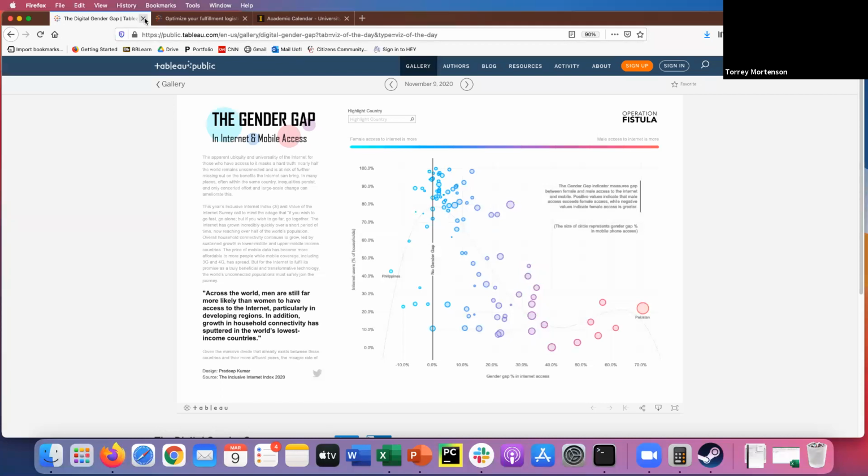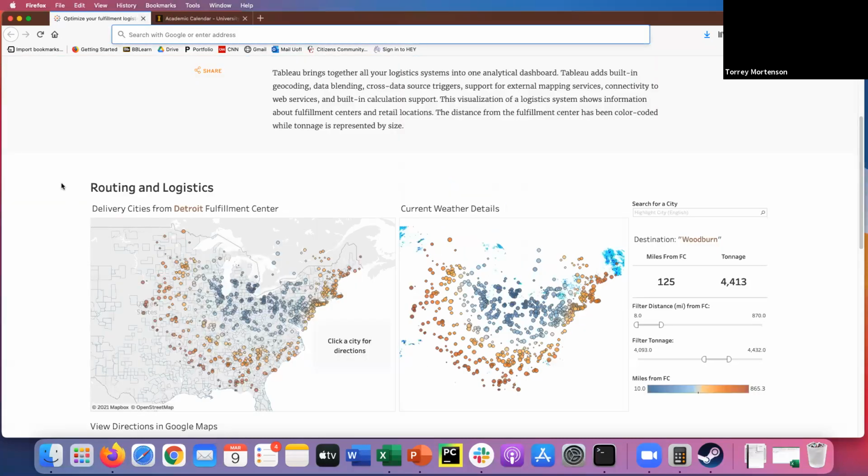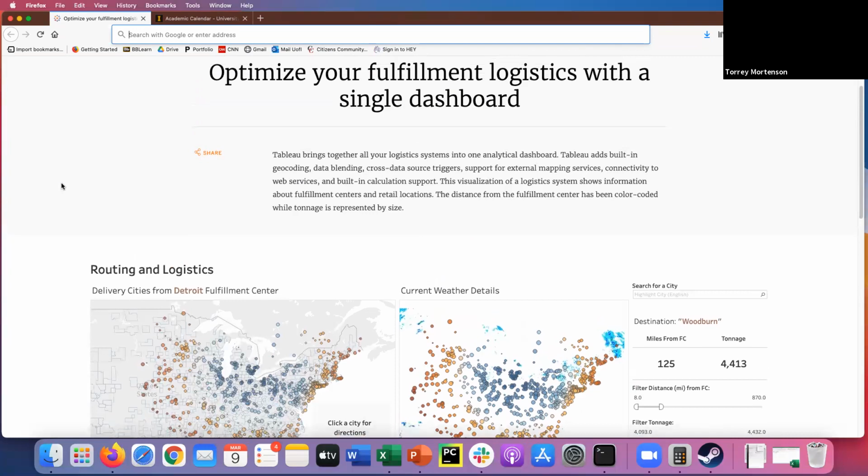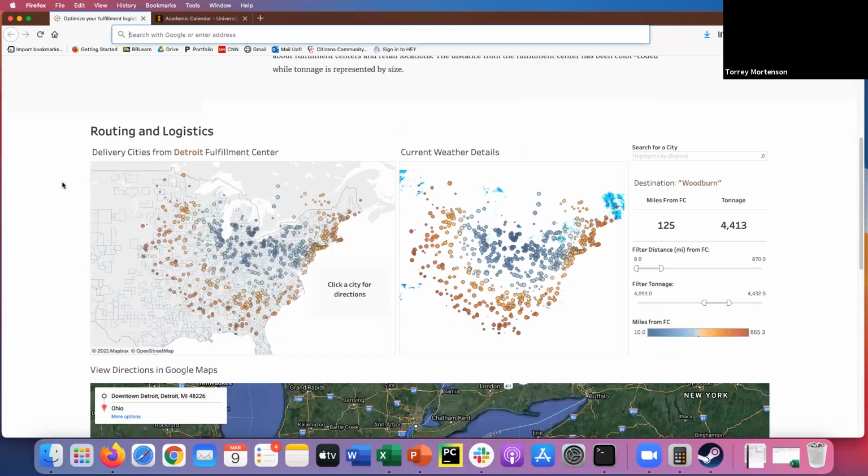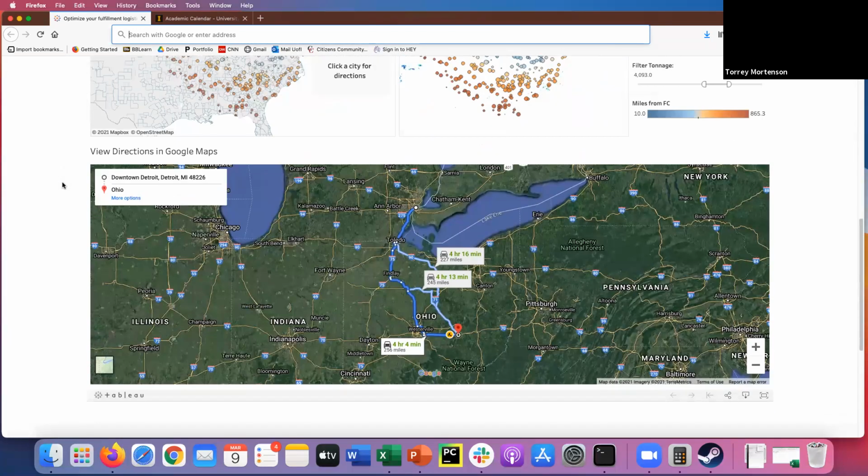I tried to pick ones I didn't look at before. What is this? Optimize your fulfillment logistics with a single dashboard. Okay. Oh, yeah. So I came from trucking once upon a time, so I'm very used to these. That iconography. Oh, this is probably Google Maps. Yeah, it is.